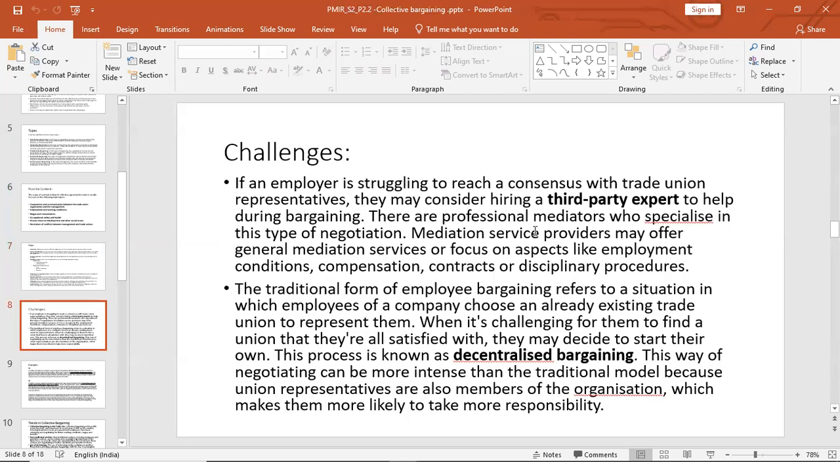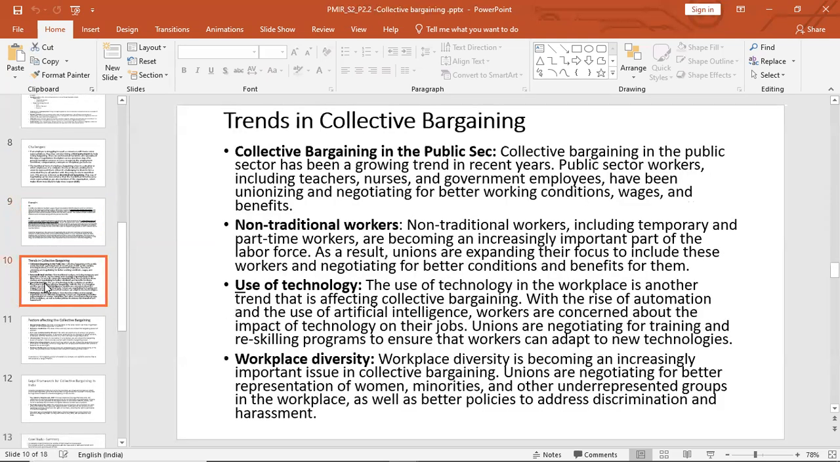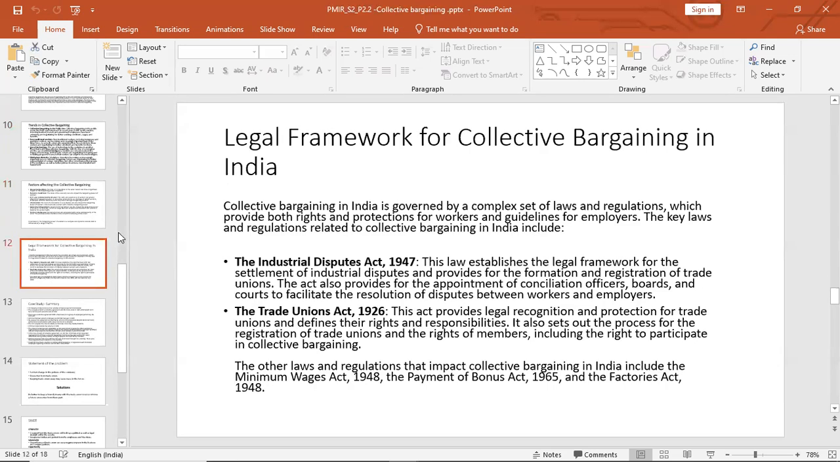What are the challenges also we studied? Different example, trend in collective bargaining, factors affecting the collective bargaining. What are the factors affecting the market? Competition, economy, skills, all this are impacted for the collective bargaining. Politics, legal framework for collective bargaining in India.